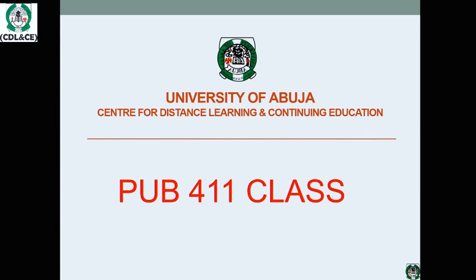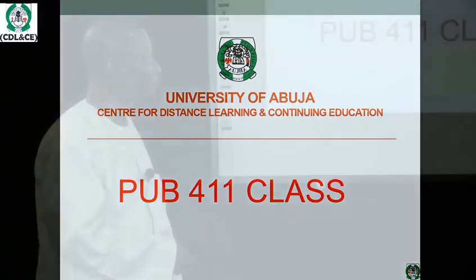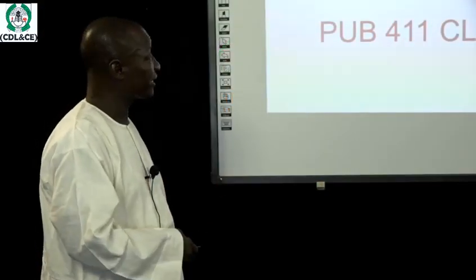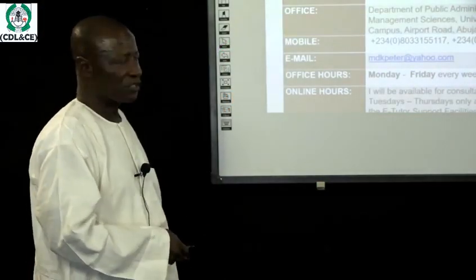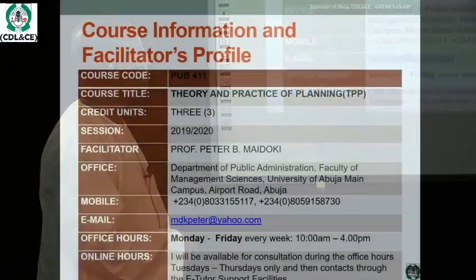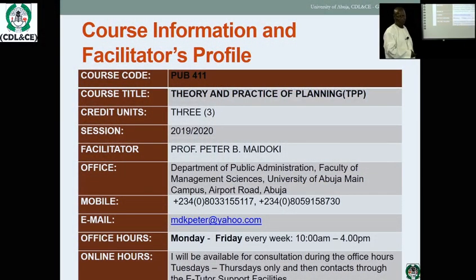This is a lecture on POP 411, which we are going to start now. We start with the course information and facilitator's profile. That is my profile. You can see my profile here. The course code, of course, is still POP 411. And the course title actually is Theory and Practice of Planning, which is TPP. And of course, the credit unit is going to be 3.